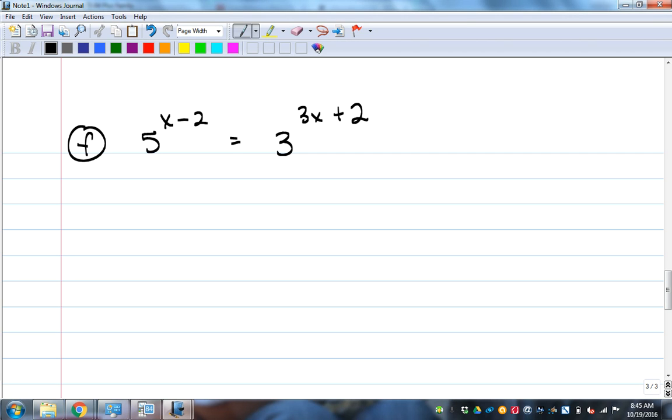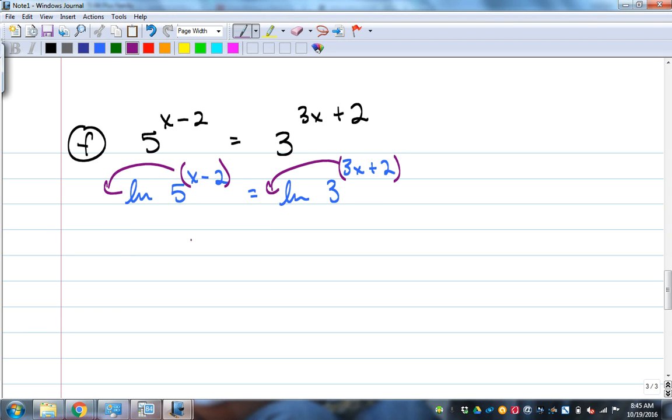All right, so what we could do here is take the natural log of 5 to the x minus 2, and then take the natural log of 3 to the 3x plus 2. What that allows us to do is bring this entire exponent for each of those to the front. So we get x minus 2 times the natural log of 5, and then we get 3x plus 2 times the natural log of 3.